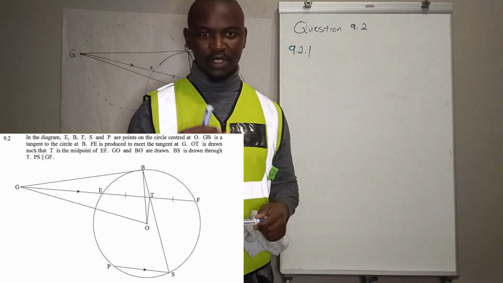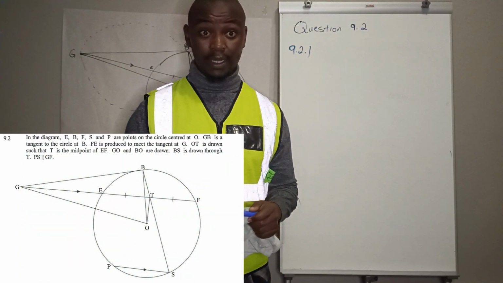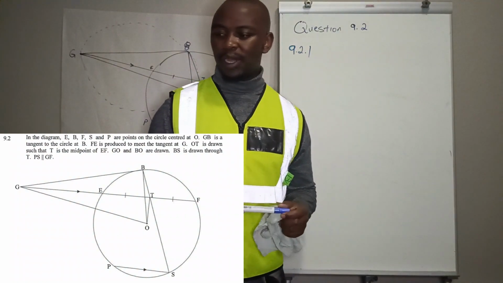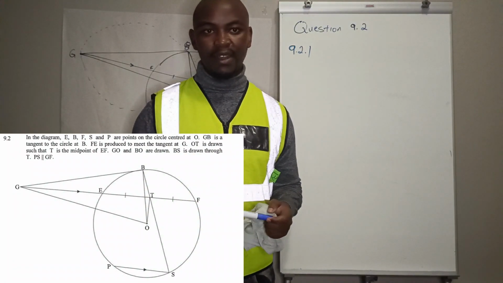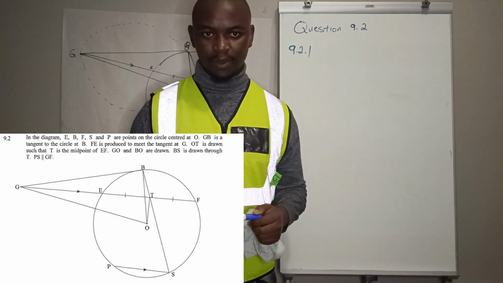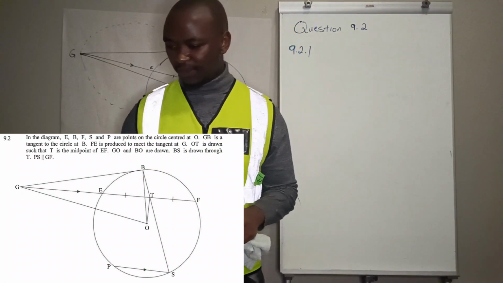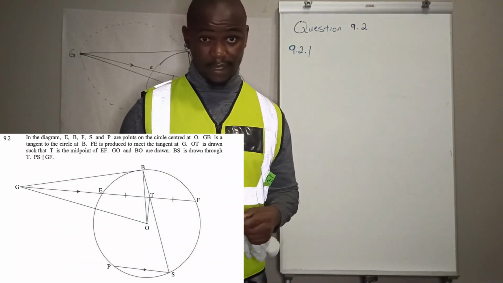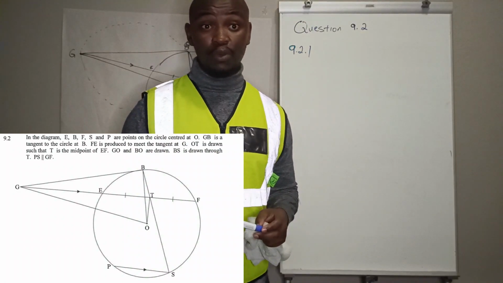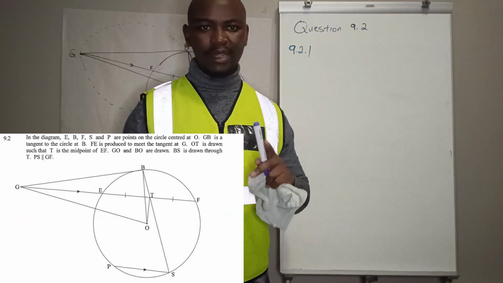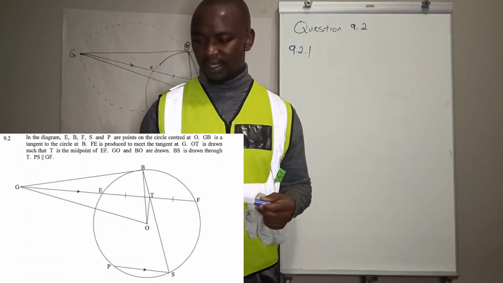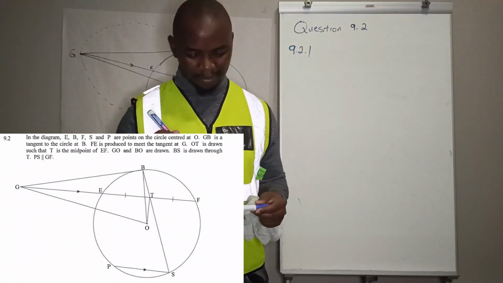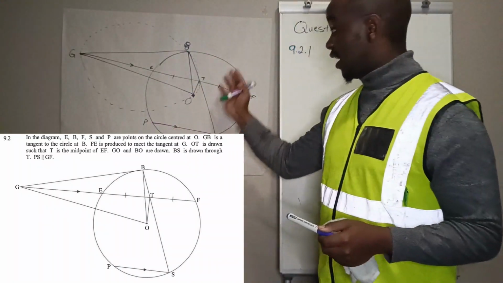Today we're going to continue with our series on cyclic geometry. This forms part of Question Paper 2 of Mathematics, specifically the November 2022 question paper. We're going to have a look at question 9.2.1 as well as 9.2.2, which focuses on the proving element for cyclic geometry.